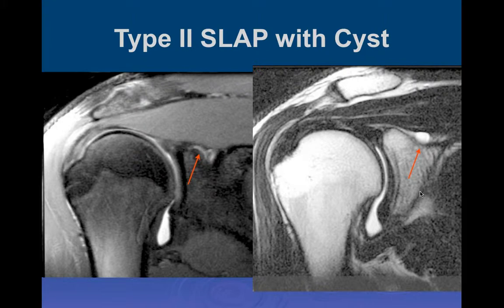And here's a type 2 with a little bit more. We can't see the cyst, and we can't see the actual tear very well in this particular cut. But we can see fluid extending back here into a cyst. Virtually all paralabral cysts in this location, which is more posterior superiorly, are associated with labral tears. Sometimes it's easier to see the cyst than it is the labral tear, and that same thing is true in the straight inferior tears that we talked about the other day.